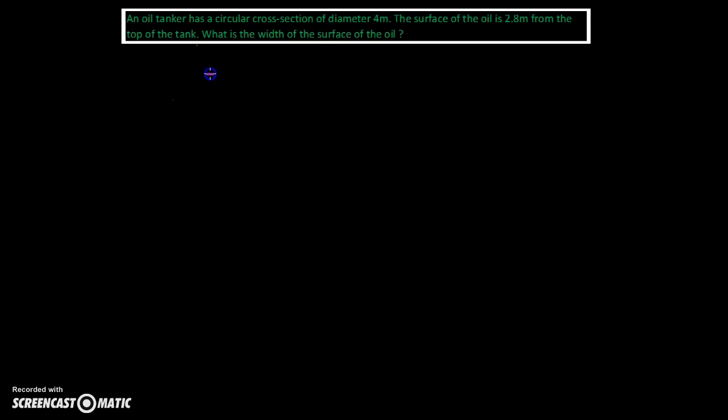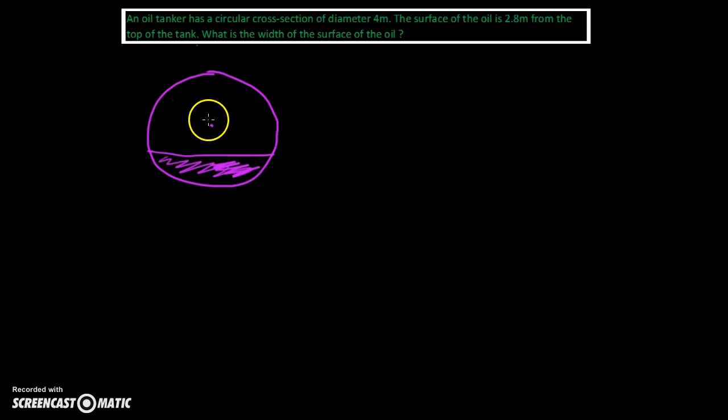I think we'll start that again. I'll try and do another circle. That's a bit better. Okay, center of the circle, and we've got diameter 4, and the surface of the oil is 2.8 meters from the top of the tank. So it's somewhere roughly about there. So the oil must be here. So that's 2 meters, because my diameter is 4, so the radius is 2 meters. So here, that must be 0.8 meters.